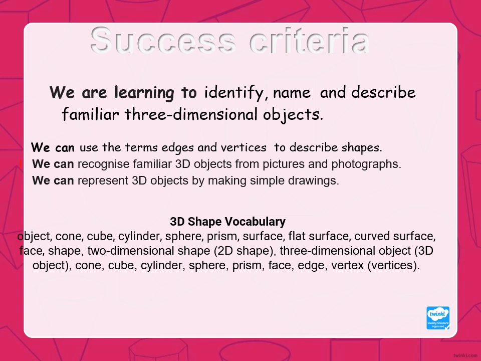We have been learning to identify, name and describe familiar three-dimensional objects, and now we can use the terms edges, vertices to describe shapes. We can recognize familiar three-dimensional objects from pictures and photographs, and we can represent 3D objects by making simple drawings. And we will continue to use the vocabulary listed below.